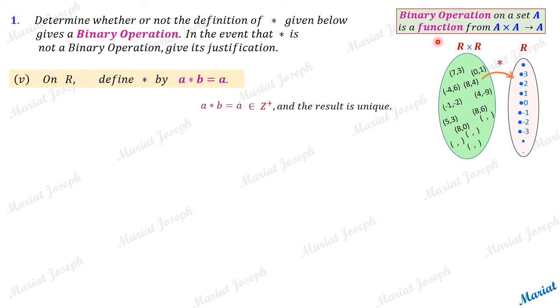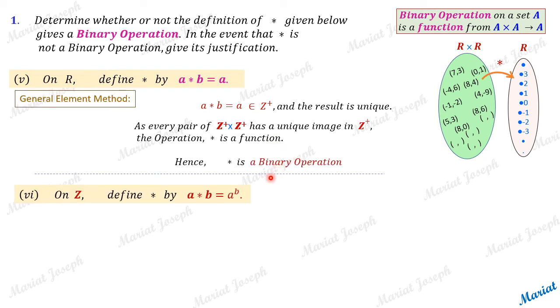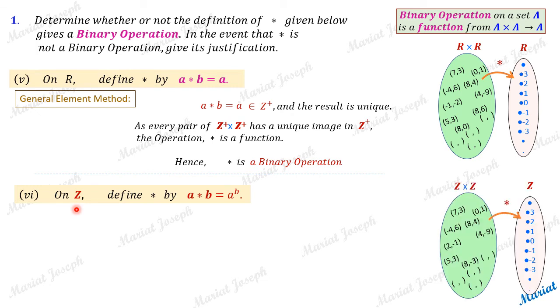So, if you go for the general element method, A star B is A, which is definitely one of the elements from the given set. Hence, it is a function and therefore it is a binary operation. Let's go for another example on Z. Z is the set of integers, all negative and positive. Here negative numbers are also involved.